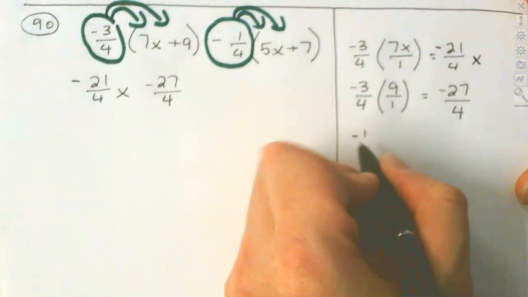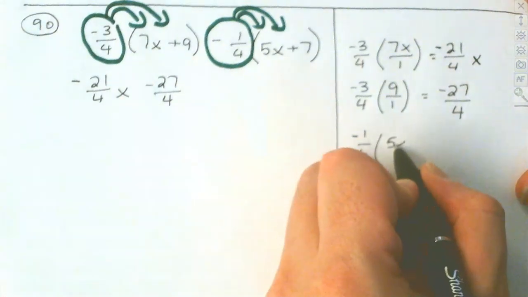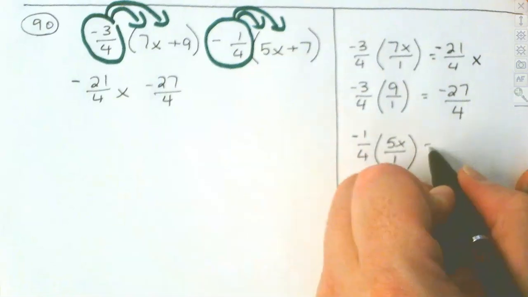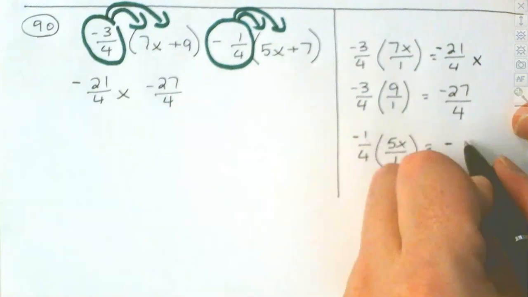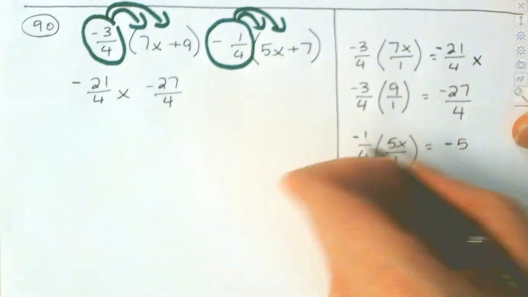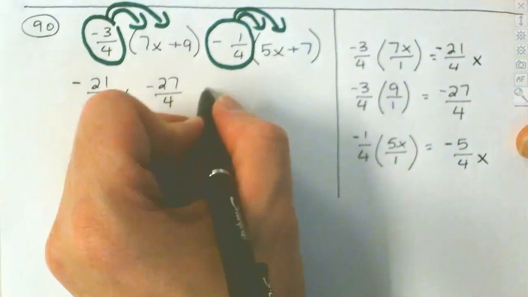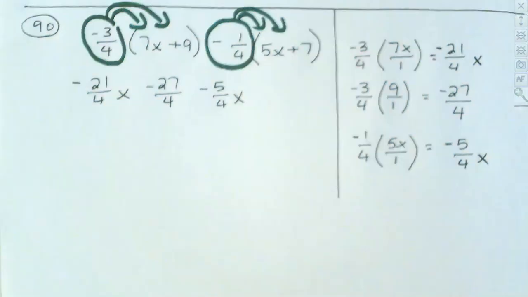Minus 1/4. We're going to multiply it by a 5x over 1. Nothing cancels again on my diagonals. Negative times a positive keeps it negative. So that's going to be a minus 5 over 4, and we'll put the x behind. You can keep the x on the top half of the fraction, or you can put it behind, either way.